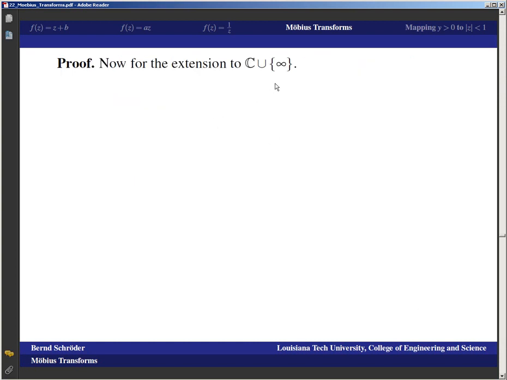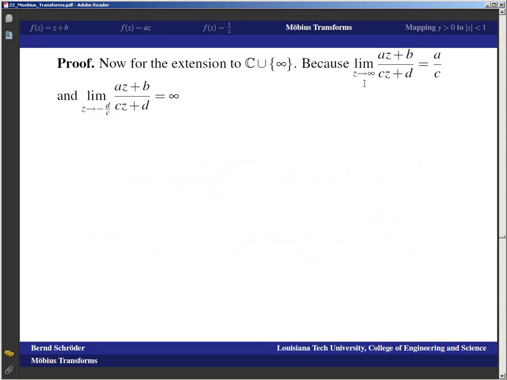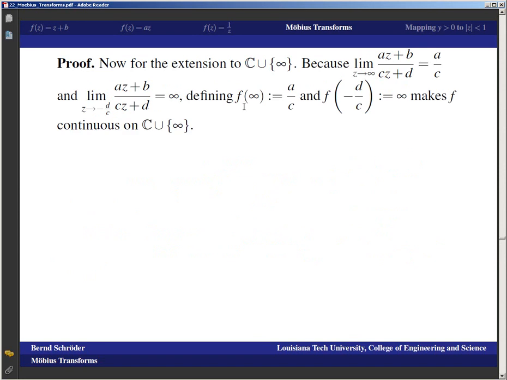And so for the extension to C union infinity, because the limit as z goes to infinity of az plus b over cz plus d equals a over c, and because the limit as z goes to negative d over c of this thing is infinity, we define f of infinity to be a over c and f of negative d over c to be infinity. That makes the function continuous on C union infinity.